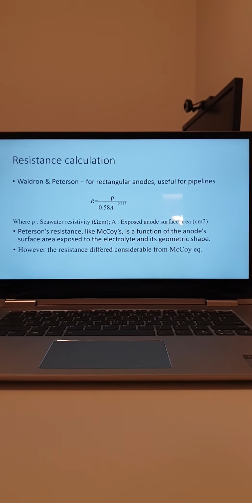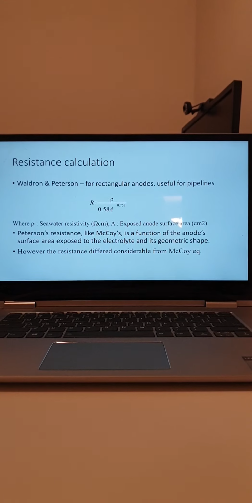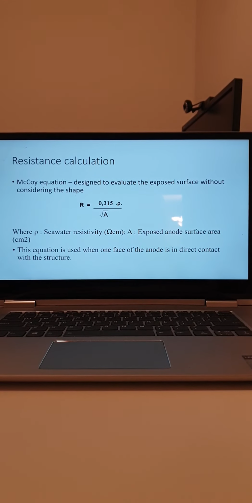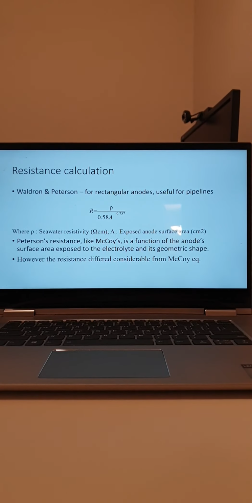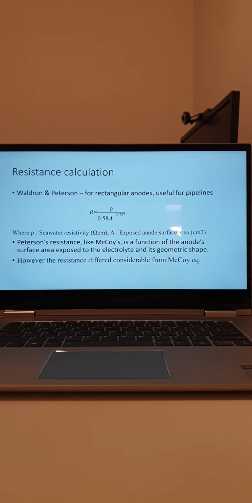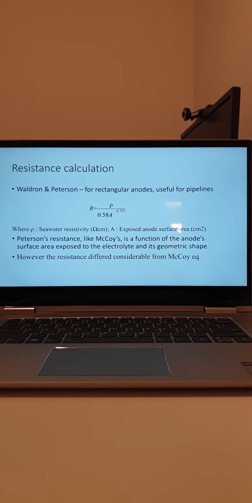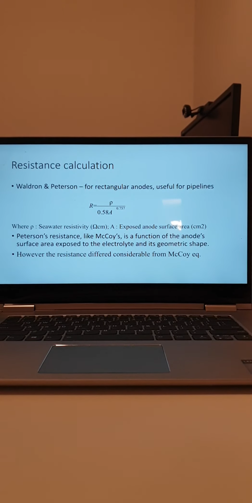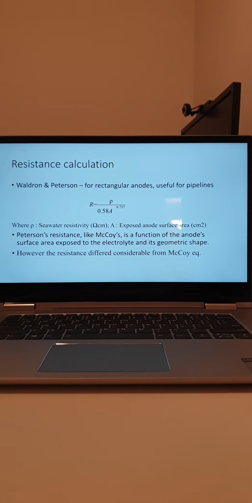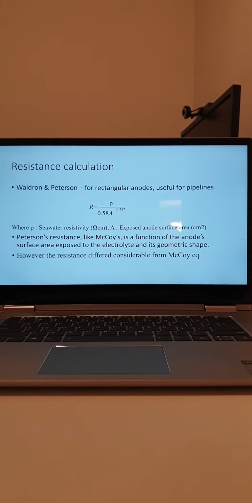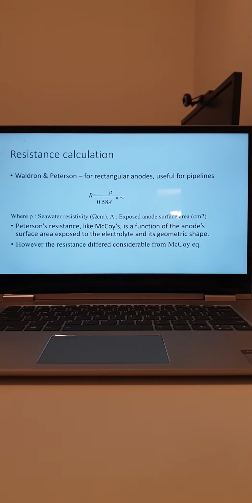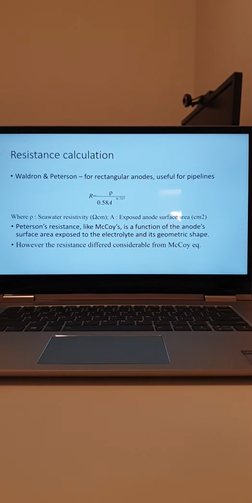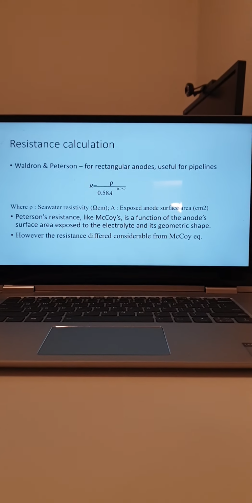It's very similar to the Waldron and Peterson. If you see the equation, it basically follows similar variables, but the resistance changes completely. The Peterson resistance, like McCoy, is a function of the anode surface area exposed to the electrolyte. But the results differ completely. The resistances are completely different, and you can calculate both for the sake of seeing how it changes, but it's important to have it.